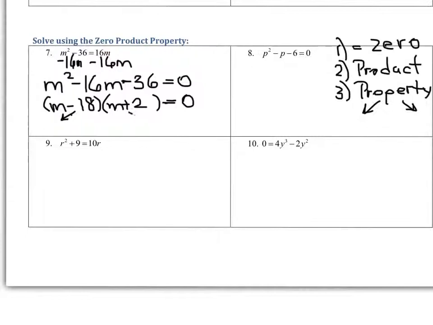Now we're going to find our two solutions. If m minus 18 equals 0, we know that one of the solutions will be 18. And if m plus 2 equals 0, we know that the other solution would be negative 2. Great. Now let's go ahead and do one problem from the back side.